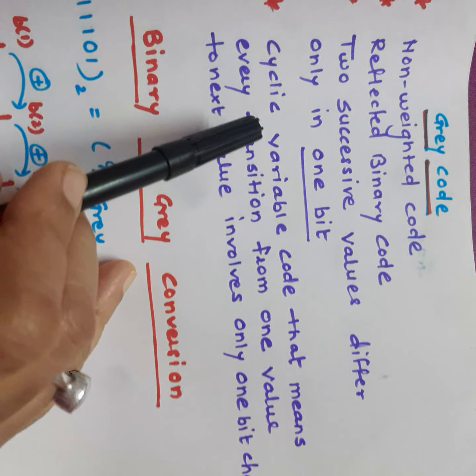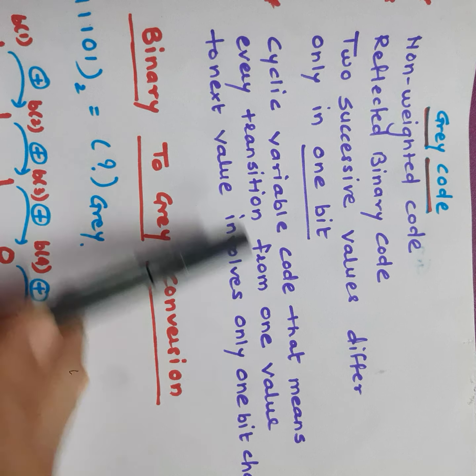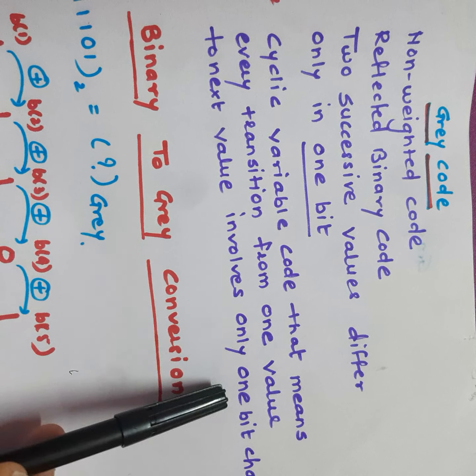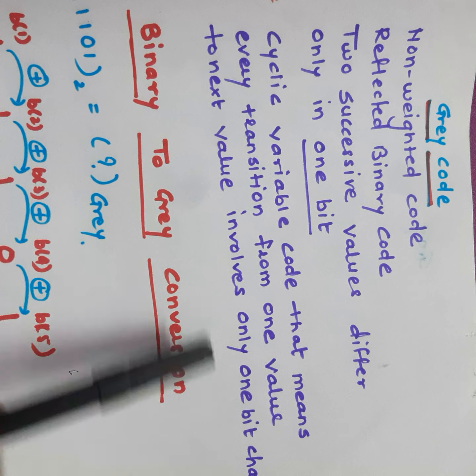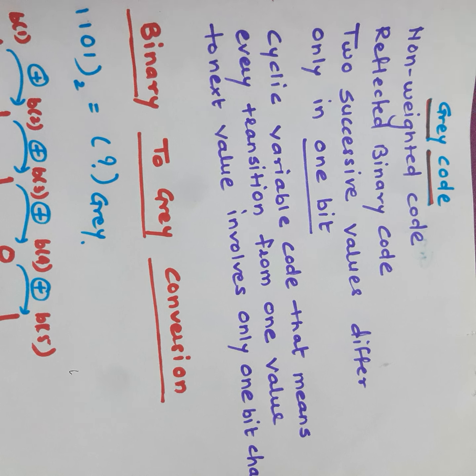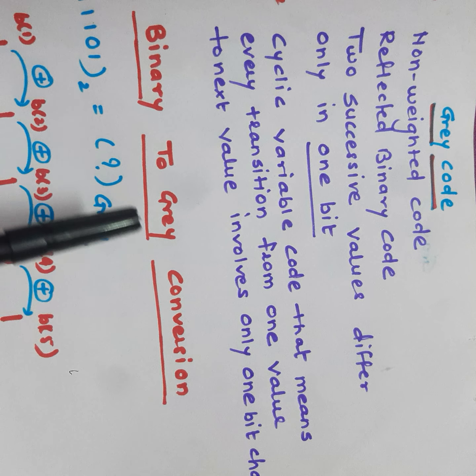So it is a cyclic variable code, that means every transition from one value to the next value involves only one bit change. In this, the value changes only by one bit. So let us see now how to convert a binary number to a gray number.